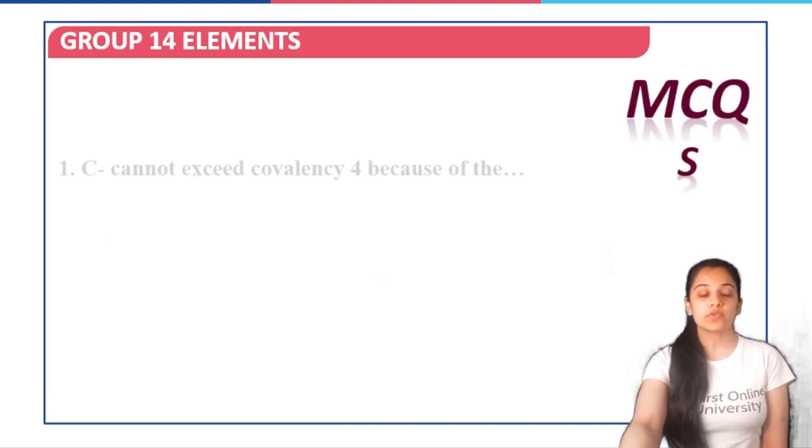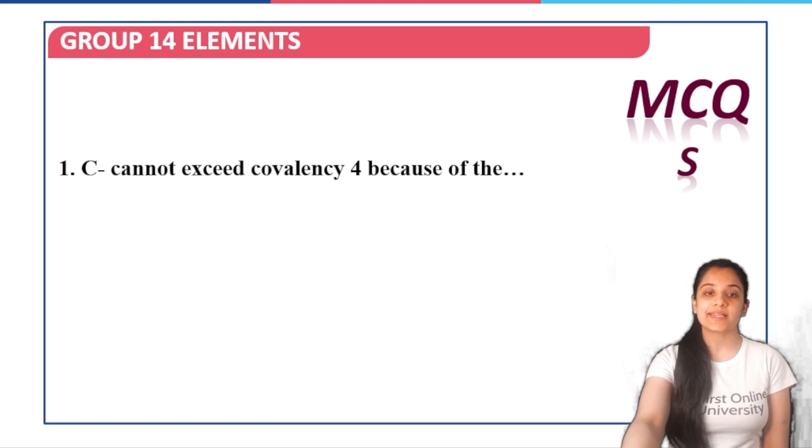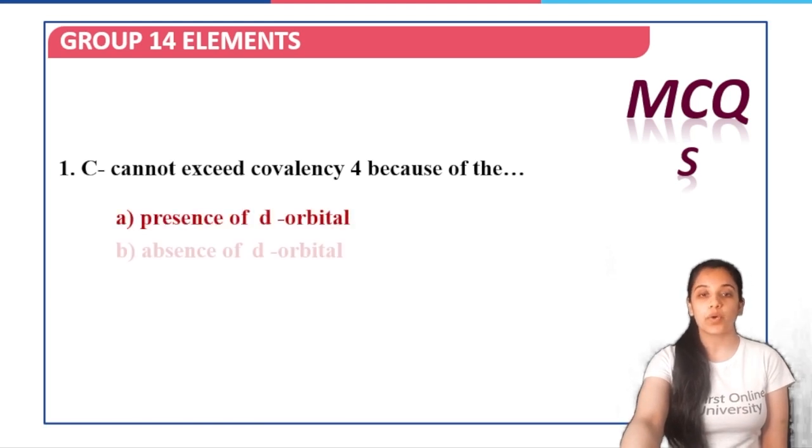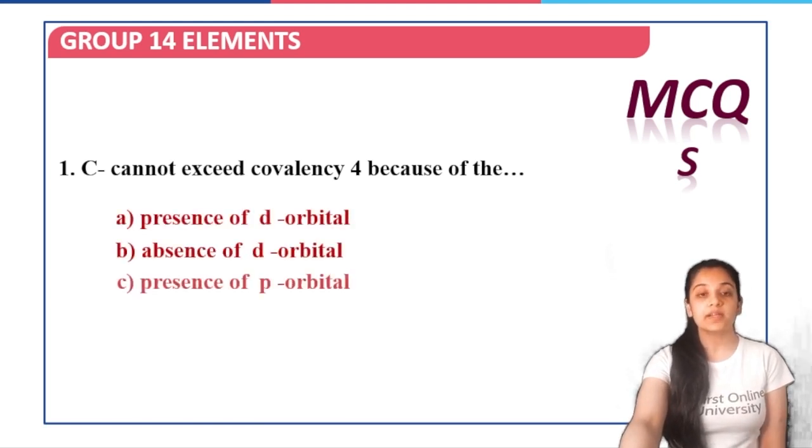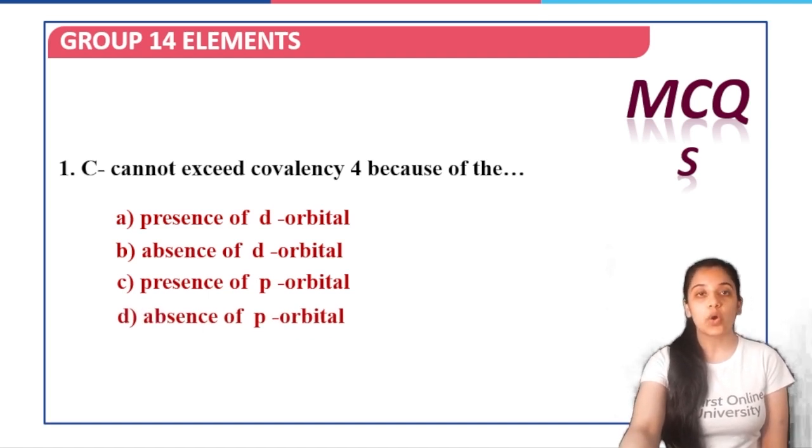Let's do a few MCQs based on this. Carbon cannot exceed a covalency of 4 because of: presence of d orbital, absence of d orbital, presence of p orbital, or absence of p orbital. It is always associated with the d orbital, first of all, whether a particular element can or cannot expand its covalency. If the d orbital is absent, it will not be able to expand its covalency. Therefore, absence of d orbital, that is option B, is the correct answer.